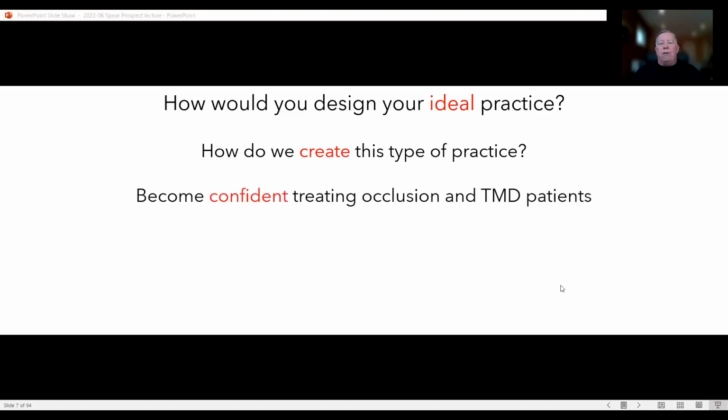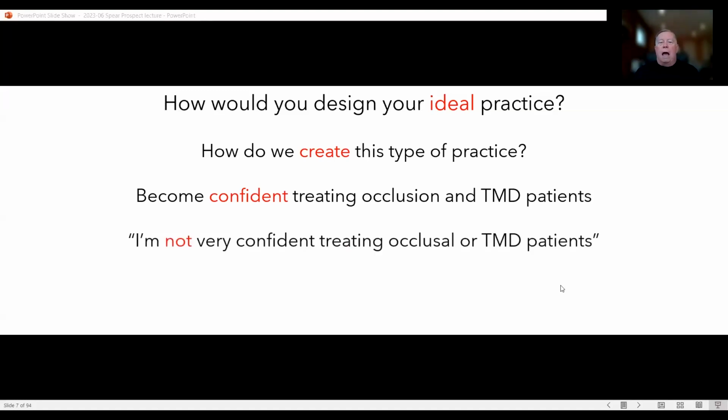You become confident treating occlusion and TMD patients. And as soon as I say that, the pushback I get is, I'm not very confident treating occlusal or TMD patients because I didn't really learn it well in school and I don't understand it. And besides, I was told those patients are crazy anyway. I don't want to treat them.